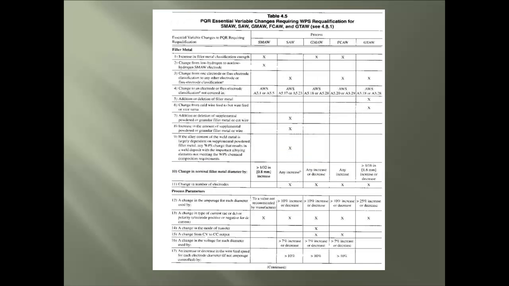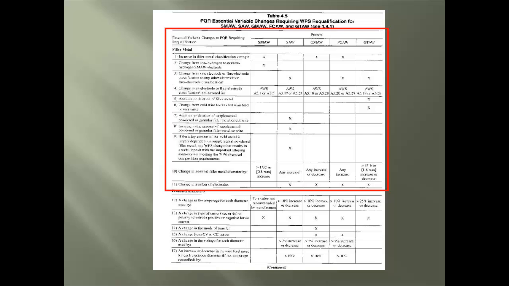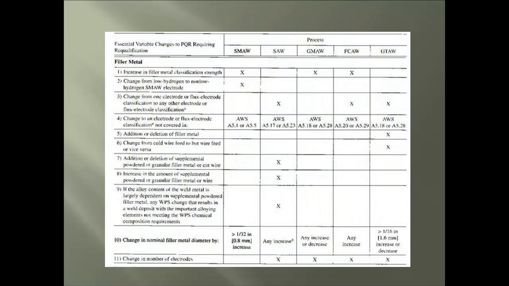So, how do you use this table, you may be asking? Let's walk through a few scenarios and find out how. We will focus on this topic, the filler metals. And with the filler metals, let's take a closer look at number 3, which covers the changing from one electrode classification to another electrode classification, which means if the electrode strength needed to be increased for some reason, you would need the WPS to be requalified.